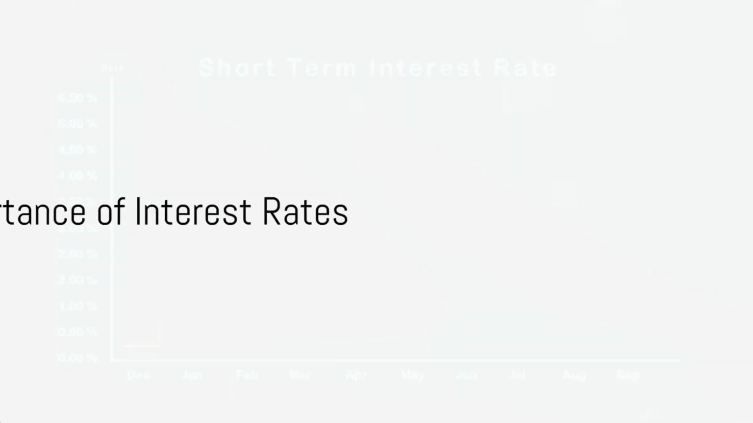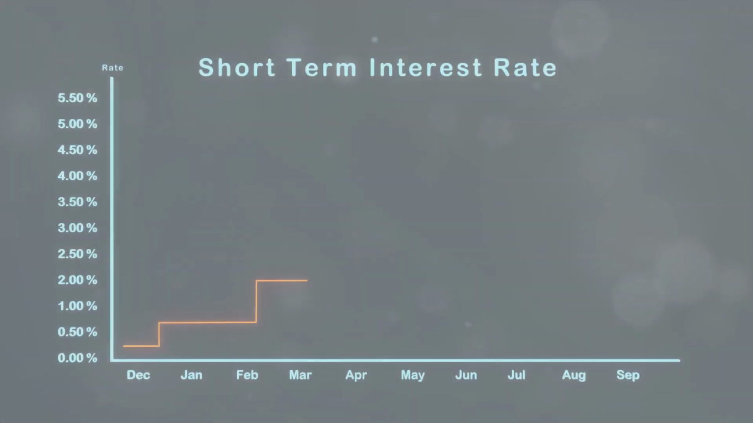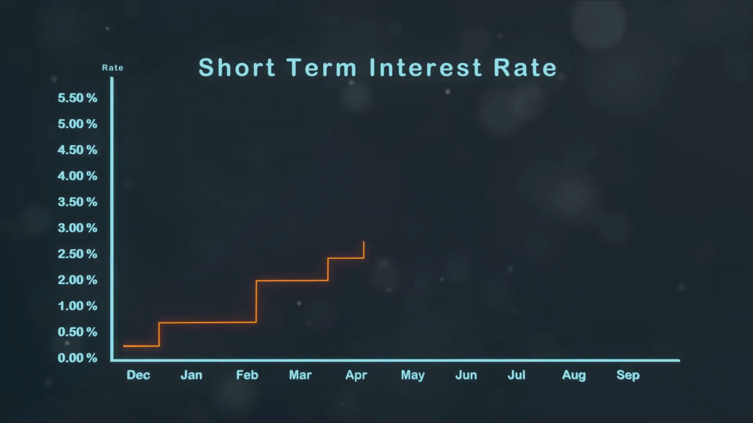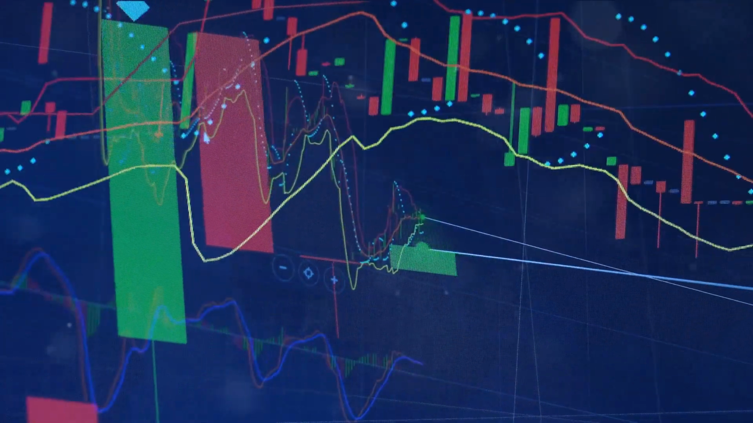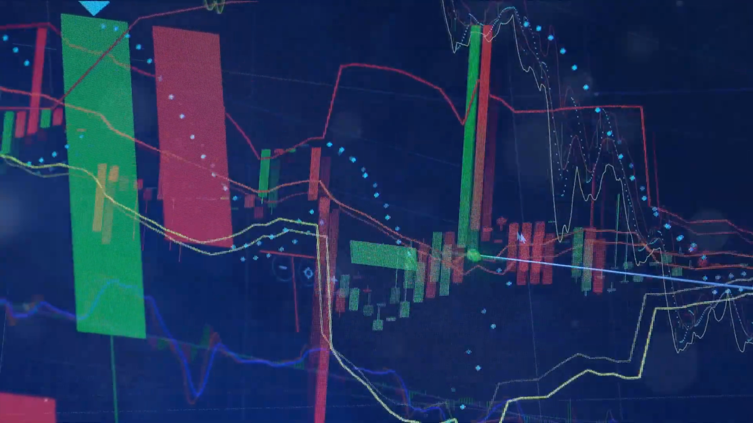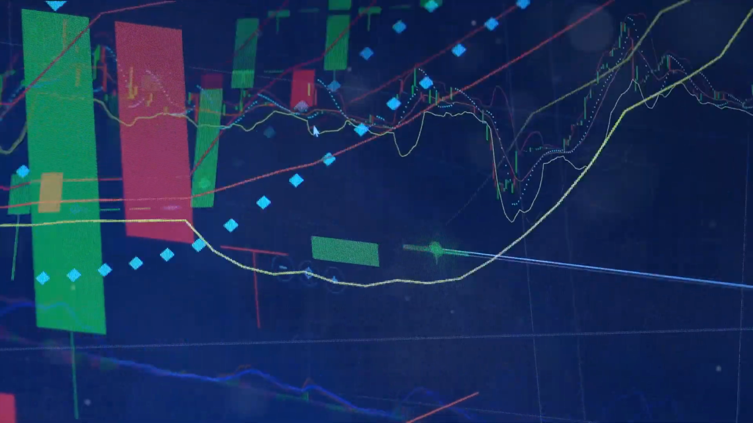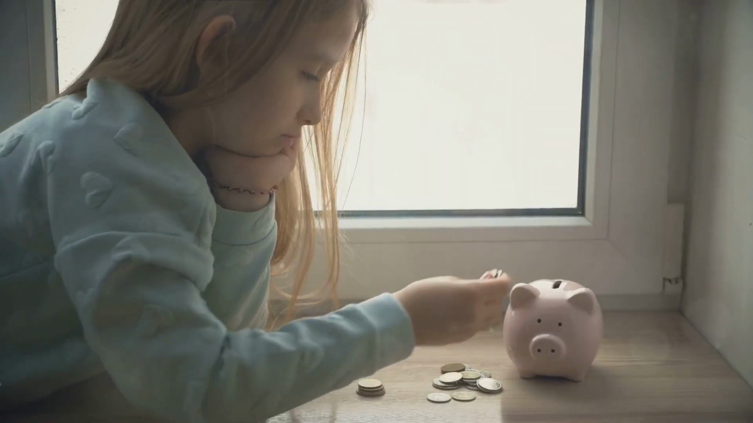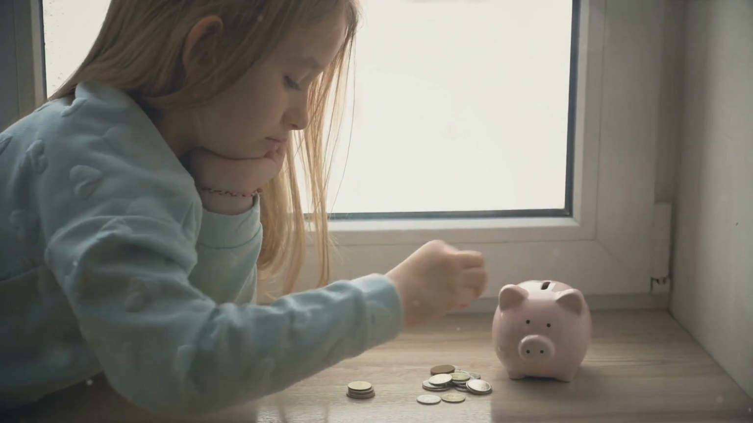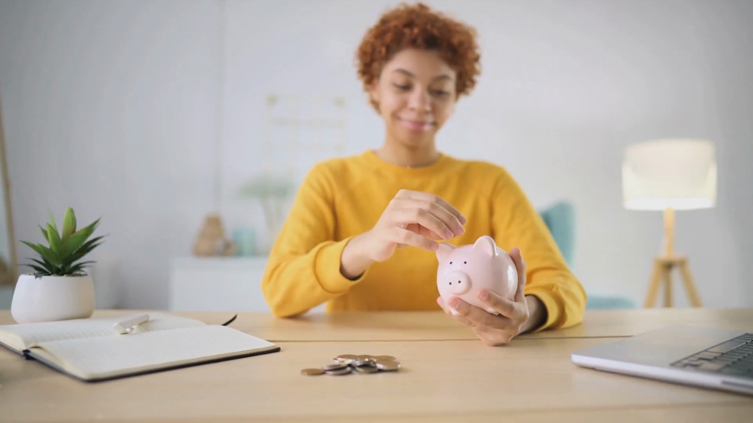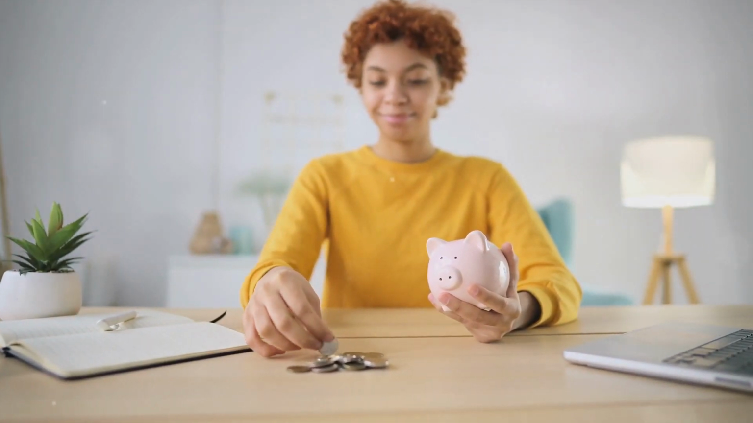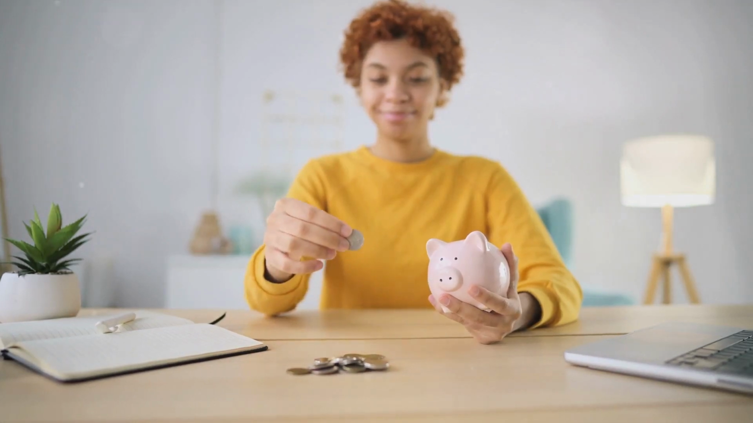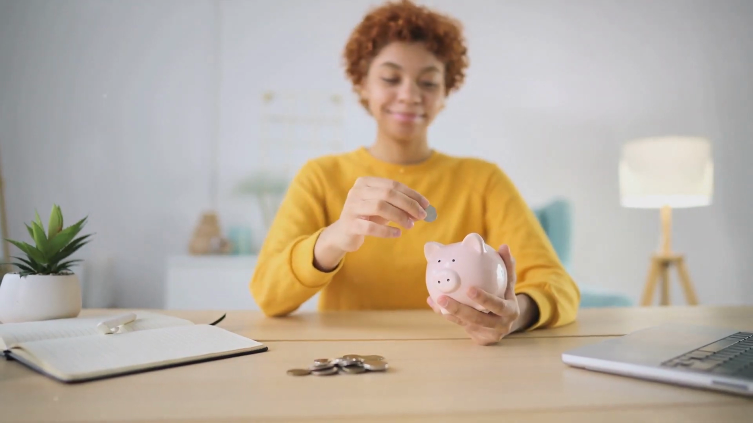Interest rates are a fundamental part of our financial system. They influence everything from the cost of your mortgage to how much you earn on your savings. Understanding how they work can help you make smarter financial decisions. Remember, when it comes to borrowing money, the lower the interest rate, the better. And when saving or investing, the higher the interest rate, the more money you'll make. So, keep an eye on those rates.